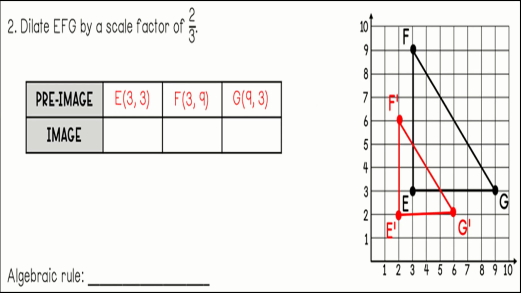All right, so this one has a fraction. If it's got a fraction, it is getting smaller. And that one is getting smaller. You can see the black triangle and the red triangle is the smaller one. So write down the ordered pairs for the pre-image. We got 3, 3, 3, 9, and 9, 3.